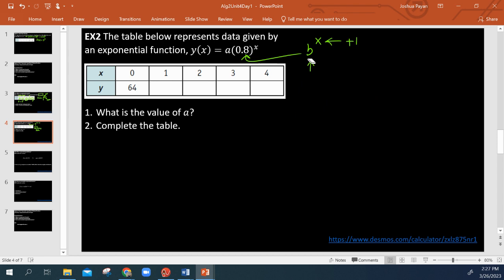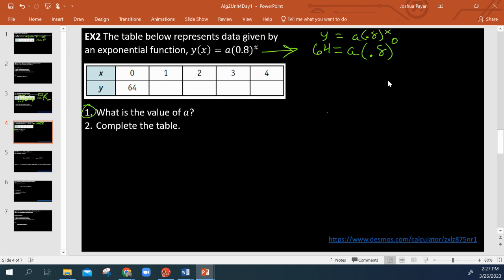Okay. So let's go ahead and just work through this to get an idea of what's going on. So what is the value of a? That's the first thing we're asked to calculate. And we know that it's in this format, so all we have to do is plug in for this value of x and y. So I am going to say if x is 0, that would be equals a times 0.8 to the 0 power. When x is 0, then y is 64. Okay, so there you have it. y equals a times 0.8 to the x.